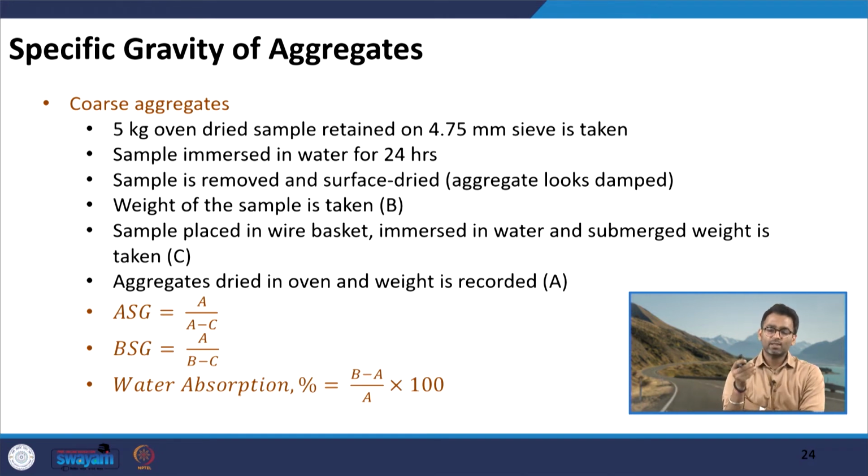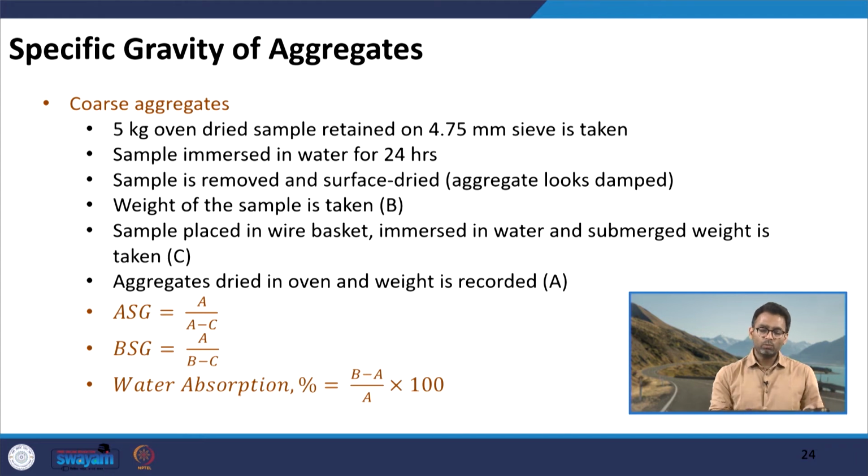The sample is immersed in water first for 24 hours. So, you take the oven dried sample of 5 kg and immerse it in water for 24 hours. Why are we immersing it? So that the water gets sufficient time to get absorbed in the pores of the aggregates.